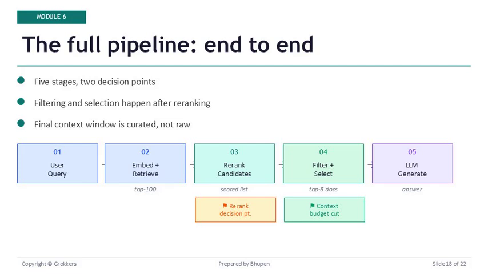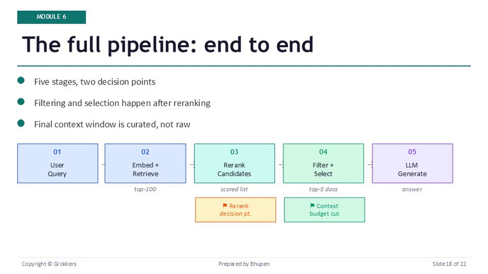This is the first critical decision point. Everything we have learned about LLM Rerankers, cross-encoders, and rule-based scoring happens right here. Stage 4, filter and select. This is the second decision point, where we apply the context budget cut. How many documents actually make it to the LLM? Stage 5, the LLM generates an answer from that curated, ranked, filtered context. Notice something important. The final context window is curated, not raw. The LLM never sees the messy, unranked pile of 100 documents.